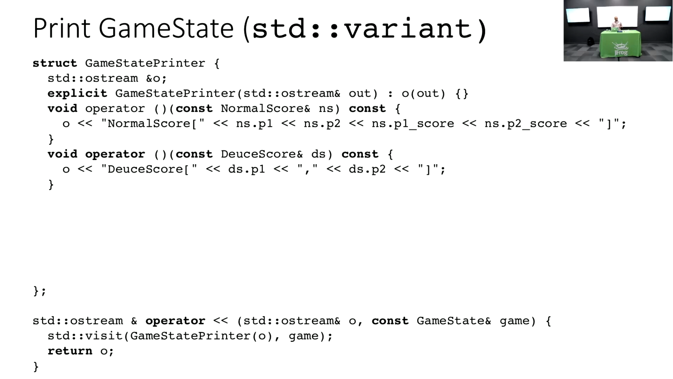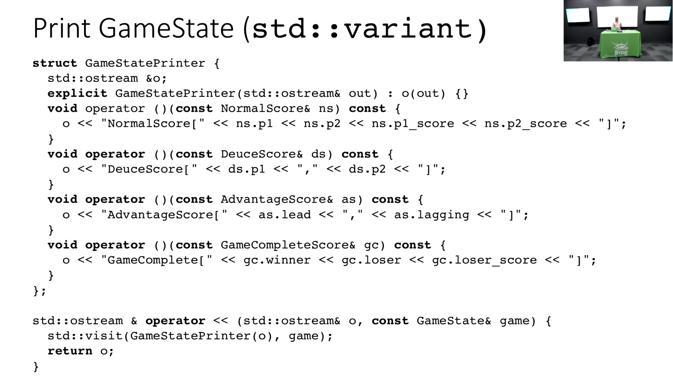It has to understand all four cases: normal score, deuce score, advantage score, and game complete score. So std::visit calls these functions based on whatever is the active branch. Note that the integer that determines which active branch is there has not been exposed. That's the job of std::visit and std::variant, to hide that complexity away. This is very much like pattern matching, because depending upon the active branch, the right function will be called automatically by std::visit. So this is really neat.